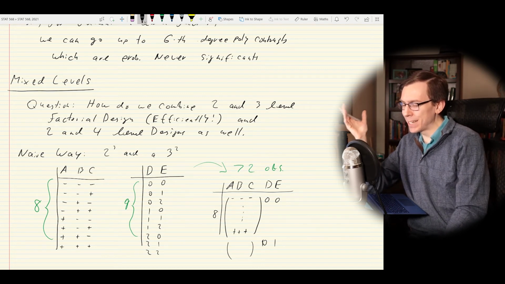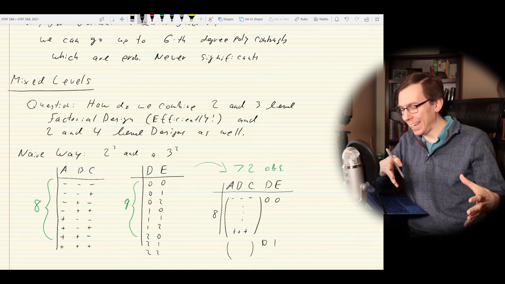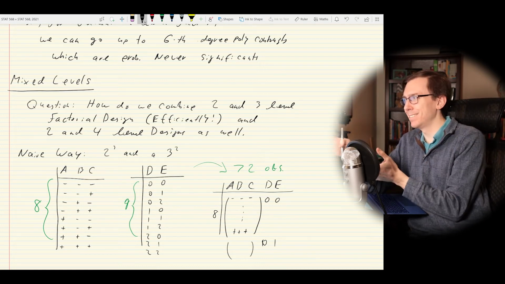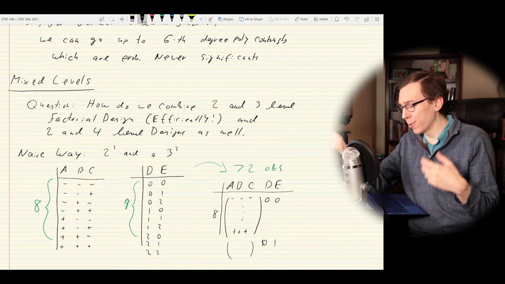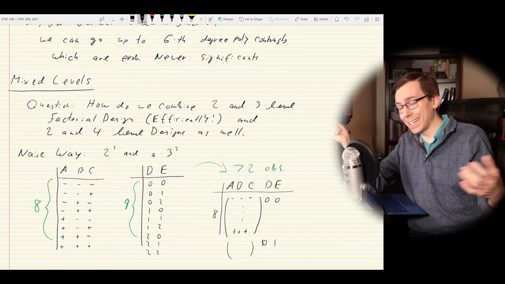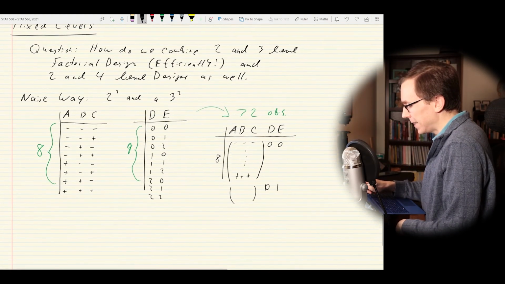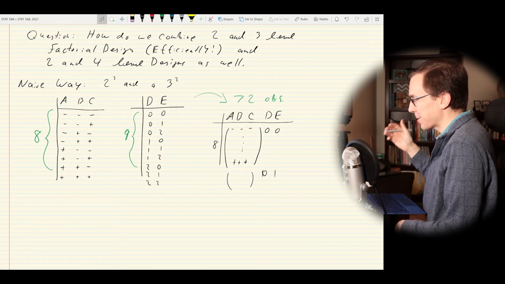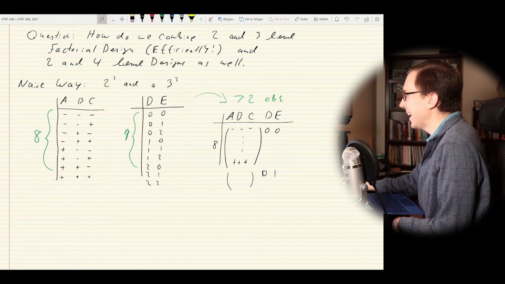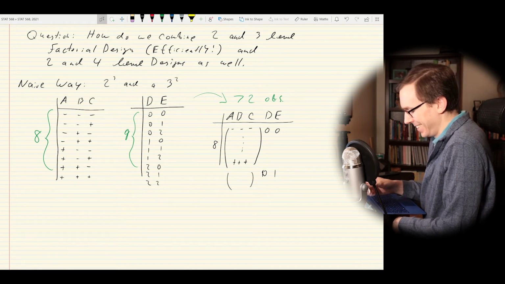So that's really the goal, because we can always come up with, like I said, kind of the naive way to do it, which is we take our 2 to the k and we take our 3 to the k prime design, and we multiply them together, or the same with a 4 level. We're just going to get a really big sample size and it's going to be annoying. So can we somehow do this more efficiently? And that's where we get the idea of a symmetric orthogonal array.